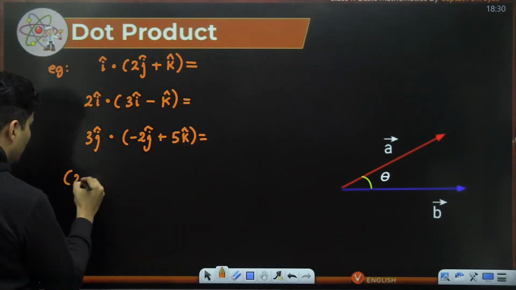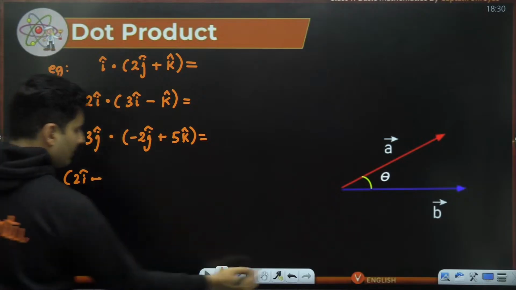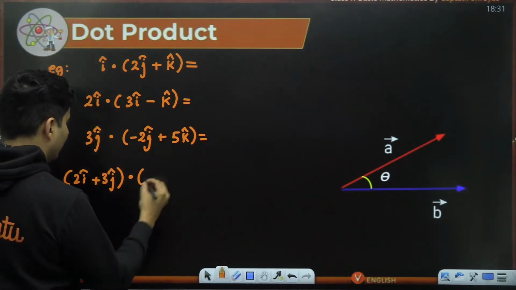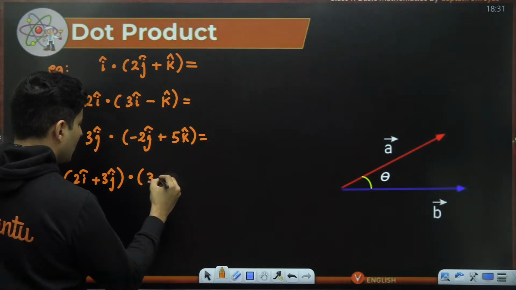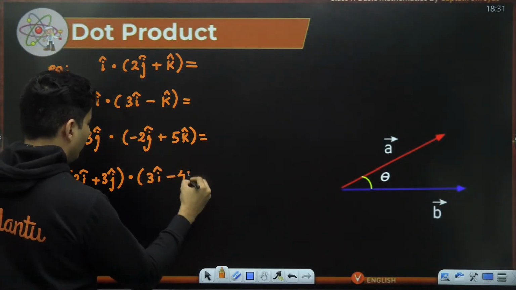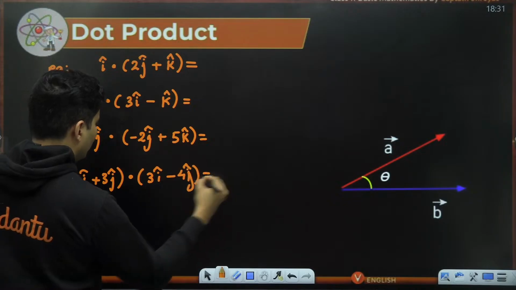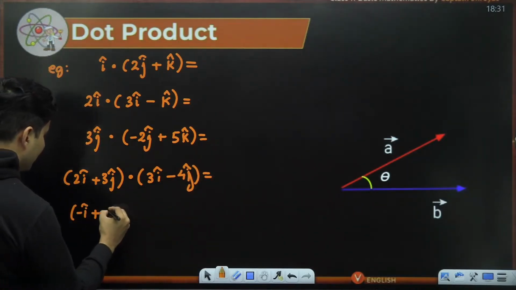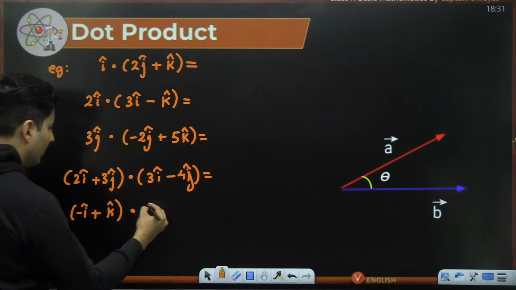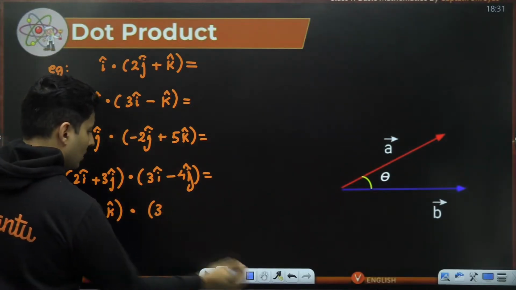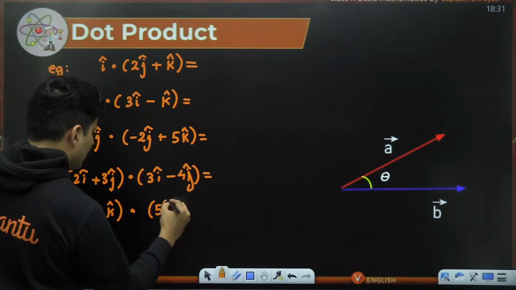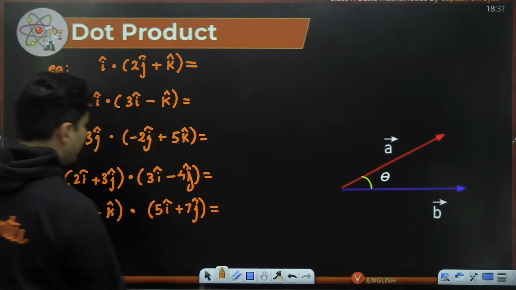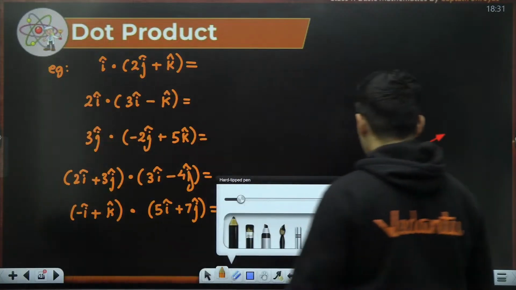What if it is 2 I cap plus 3 j cap dot producted with 3 I cap minus 4 j cap? Then what is the answer? What if it is minus I cap plus k cap dot producted with 5 I cap plus 7 j cap? Then what is the answer? Let's try to do it in every situation.